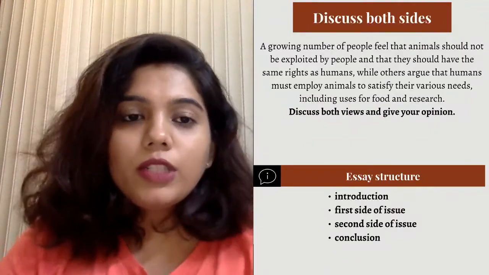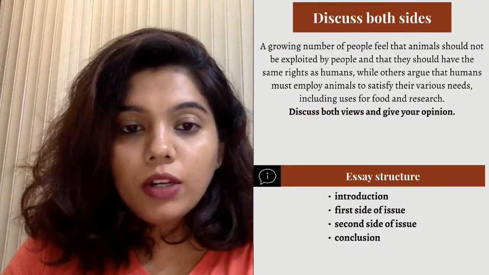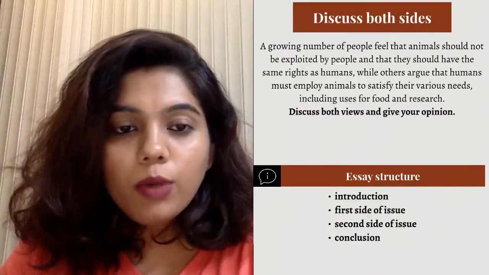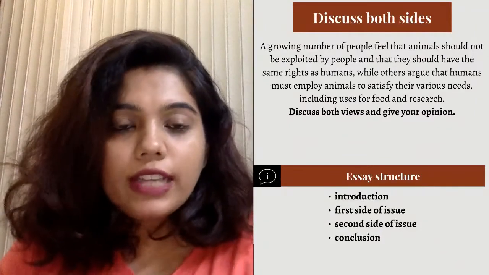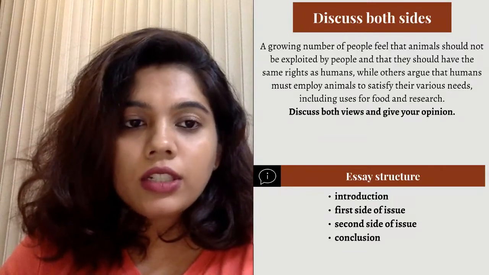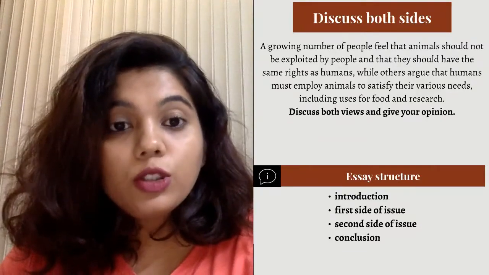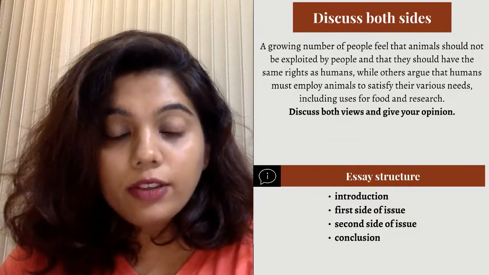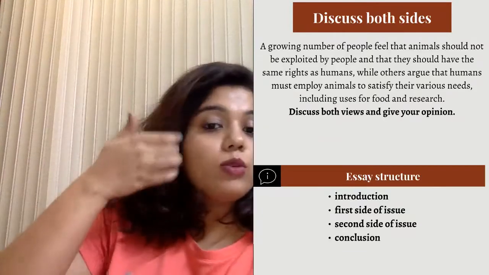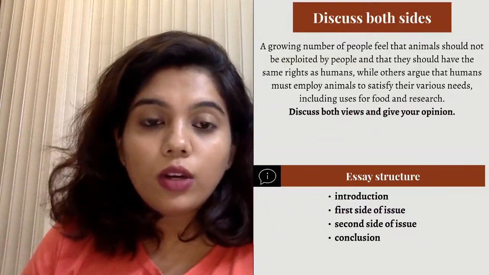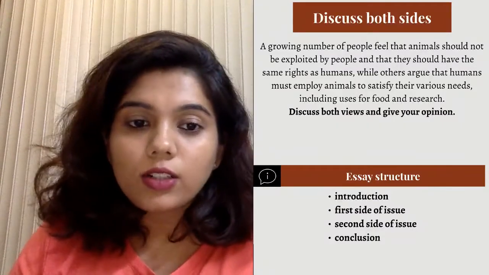Coming to the third type, which is discuss both sides. This again is very, very similar to advantage and disadvantage, because you do have to discuss both sides of the question. For example, here we have a question which is discussing whether animals should be exploited by people, if they should not be exploited by people and have same rights as humans, or humans can use animals for satisfying their needs for food and research.